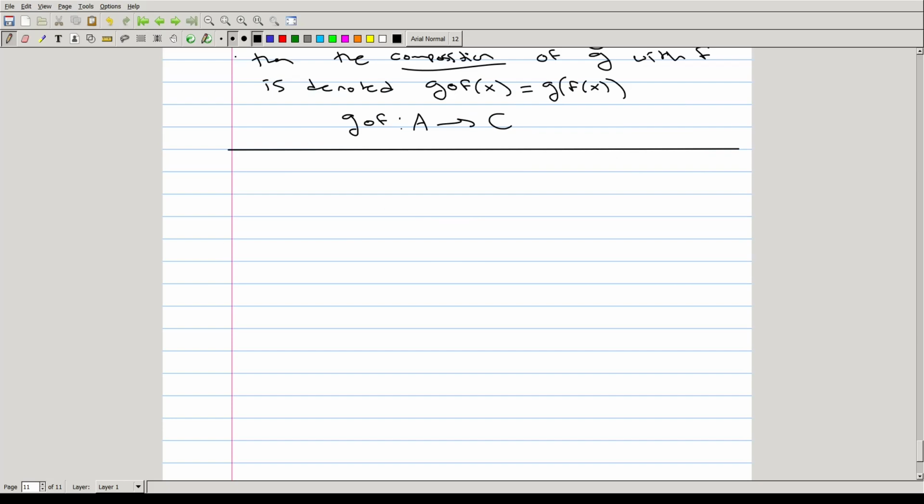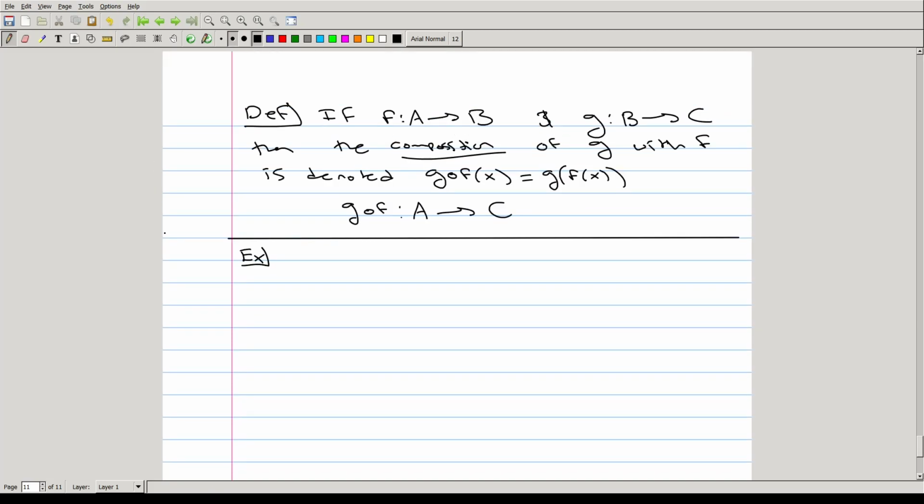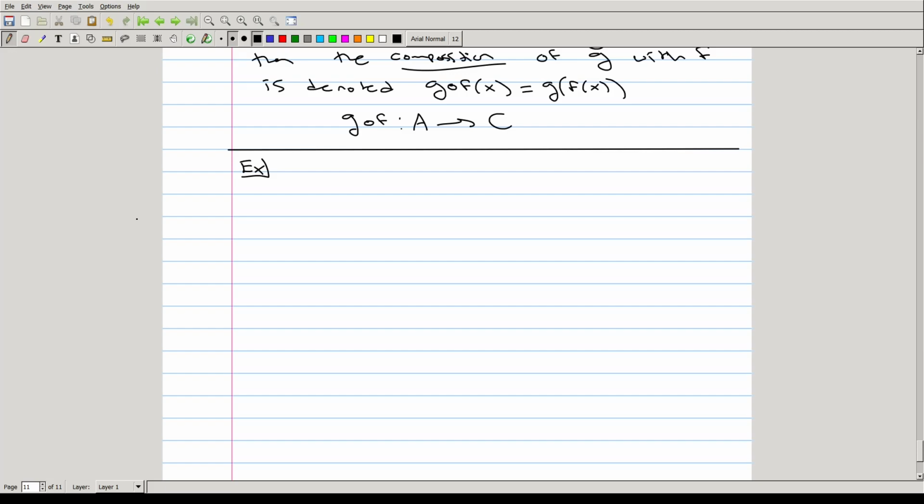This is a very useful operation for a number of different reasons. One of the big reasons has to do with how it interacts with the properties that we've talked about so far for functions: injectivity, surjectivity, and lastly bijectivity.